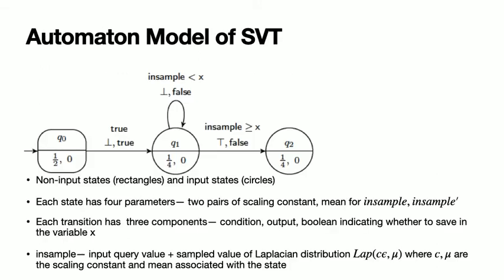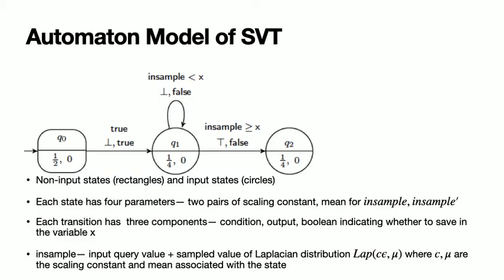Now, the automaton for modeling this algorithm is given in this figure. As you can see, the automaton has two types of control states: one represented by rectangles and another represented by circles. The rectangles are called non-input states and circles are called input states. Each of these states has two pairs of constants. In the first pair, the first component is a scaling constant and the second component is the mean. Similarly for the second pair. For this automaton, you don't need the second pair.